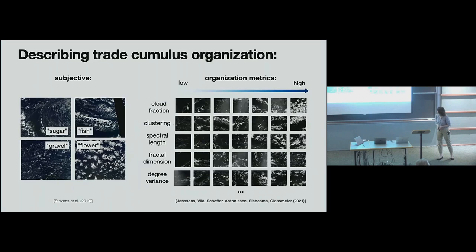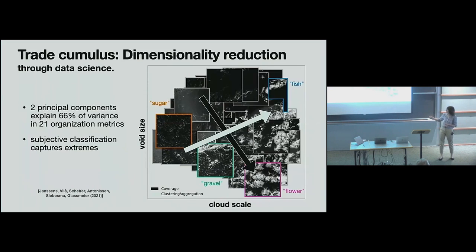And so what my student Martin Janssens did is he took 21 such organization metrics and then performed a principal component analysis on them to see how many effective dimensions we really need to capture the pattern that we see in the shallow cloud fields. And the result was that with only 2 principal components, we can capture 66% of the variance in these 21 organization metrics. And if you take 4 components, you go to 80% of the variance. But roughly speaking, we need 2 dimensions, and these 2 dimensions are shown in this figure.